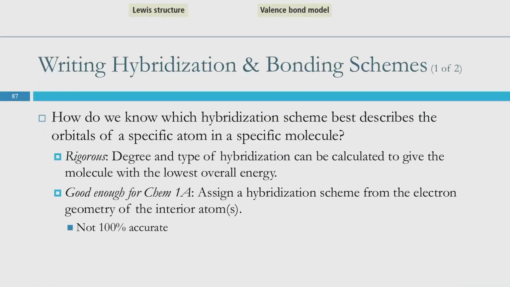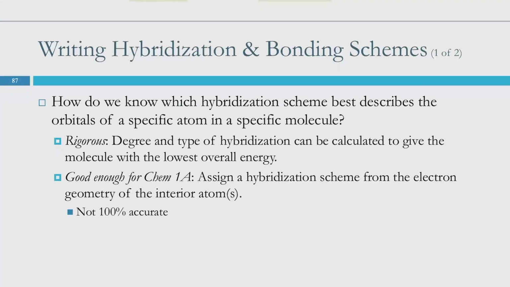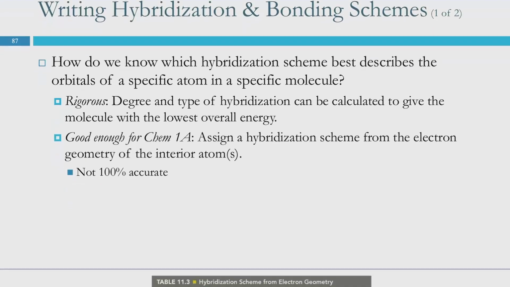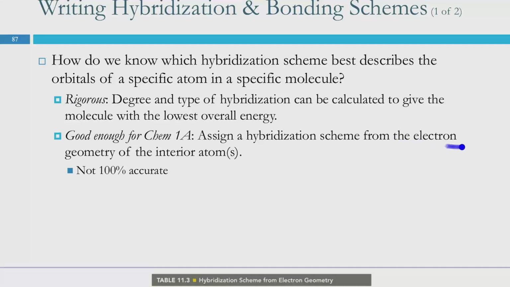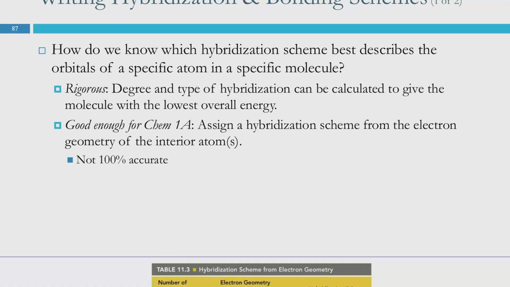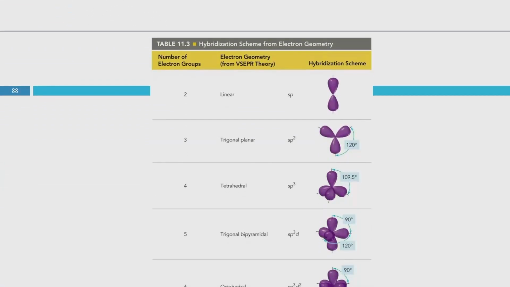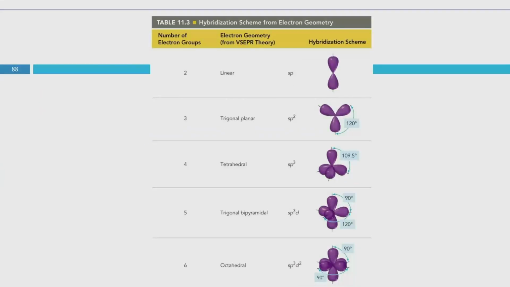So for figuring out hybridization and bonding schemes, how do we know which hybridization scheme best describes the orbitals for a specific molecule? For us, we're just going to base it on the electron geometry of the interior atoms. And this is accurate enough. This is good enough for us. We don't want to do the computer simulations and calculations to figure out what it actually would be, because that involves extra tools.